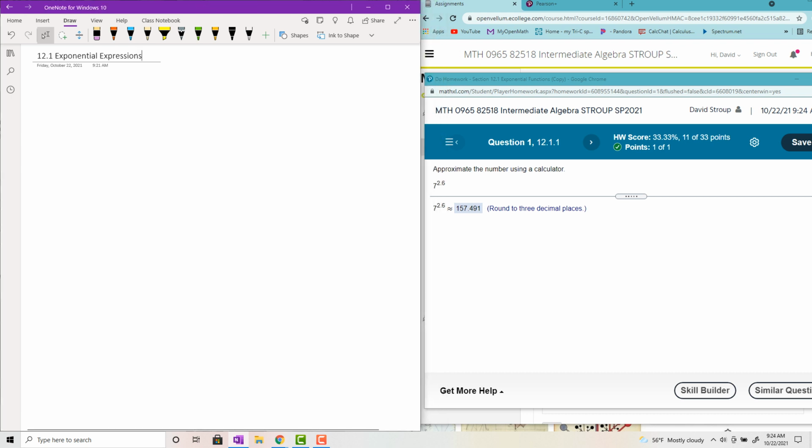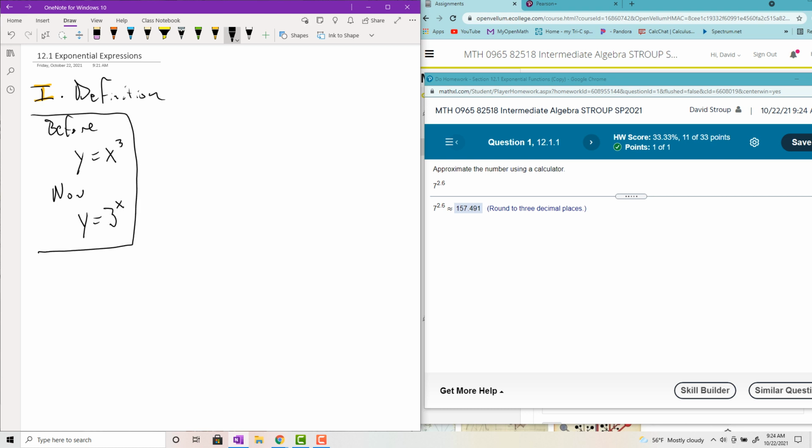So anyways, the definition of an exponential expression. It's like the reverse of what we're used to with polynomials. So before you would have seen things like y equals x to the third. Now you kind of reverse the exponent and the base, right? So now you can have stuff like y equals 3 to the x. Okay, see how I swapped those two? Right, so that's kind of the idea.